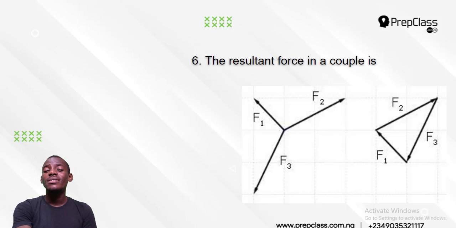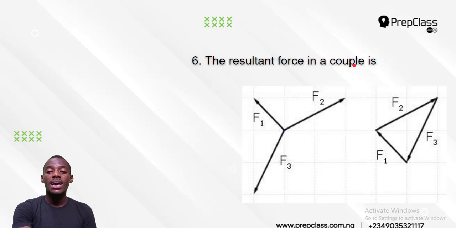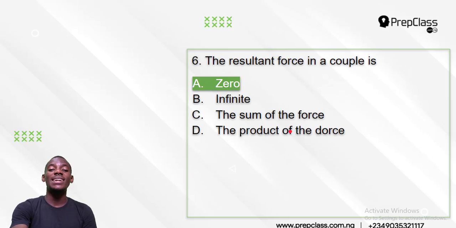Since they are a couple, that means they are in equilibrium. The resultant of anything that is in equilibrium is 0. That means when you sum up all the forces, you will get 0, and therefore the answer to that question is simply 0. It is not the product of the forces. Because they are in a couple, they meet at a fixed point, so the summation of their forces will become 0, and that's the answer to the question.